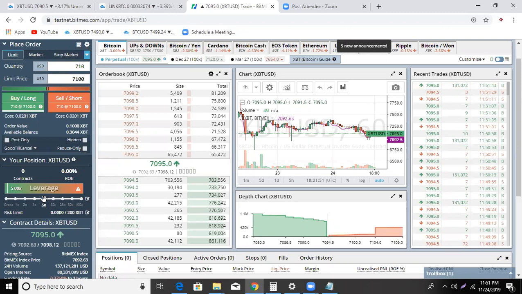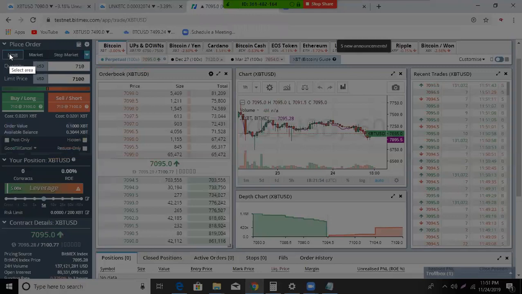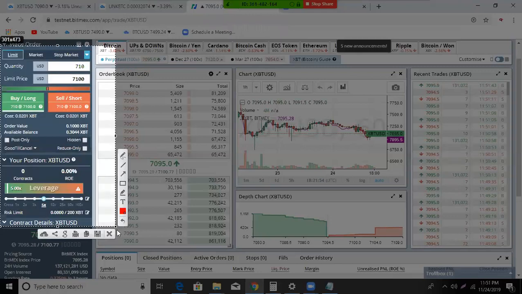I clicked on 5x. I changed my leverage to 5x and now see what has changed. Just mind it. Did the order value change? Did the quantity change? Quantity is 710, still same. My order value is still same, right? What is the only difference you got is the cost, is the amount, is the margin, is the balance. The real balance came from your wallet. This is the only thing that changed.